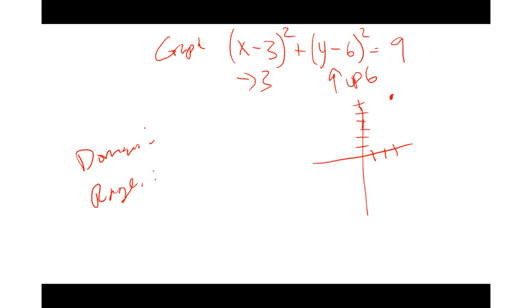Now we're going to go 3 in all directions. So we're at 3. We're going to go to 6. We're at 3. We're going to go to 0. We're at 6. We're going to go down to 3. We're at 6. We're going to go up to 9. And that's our circle.